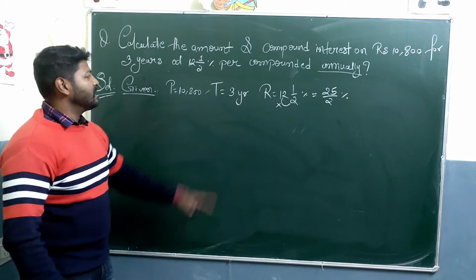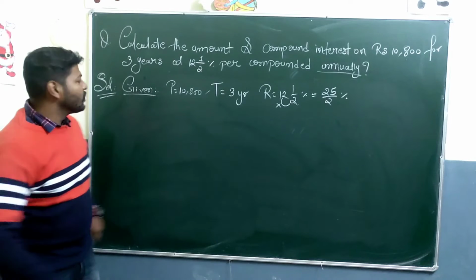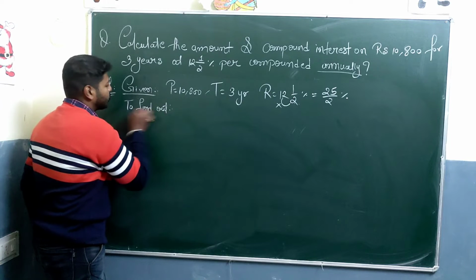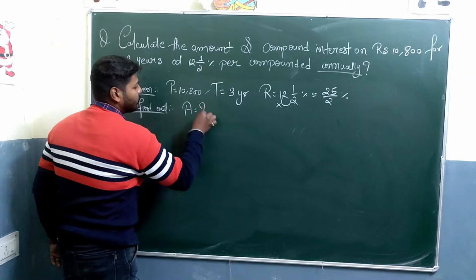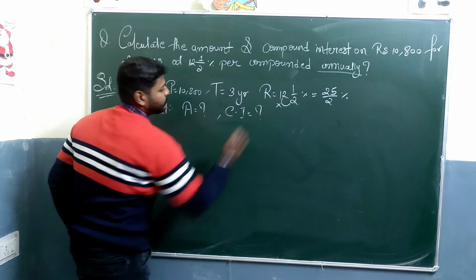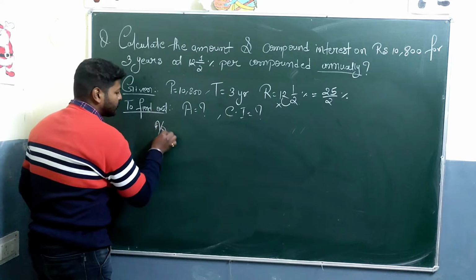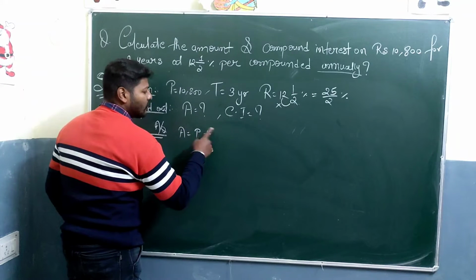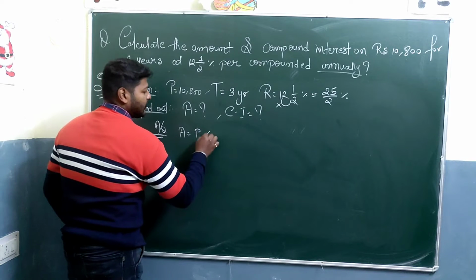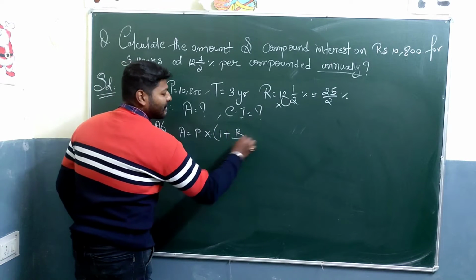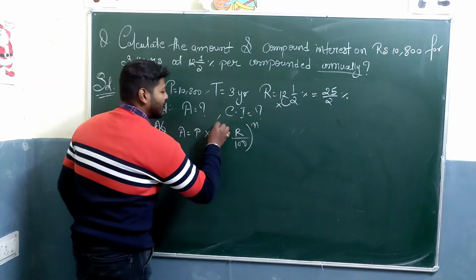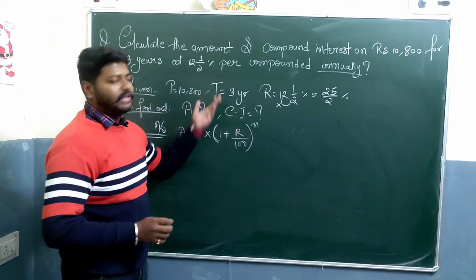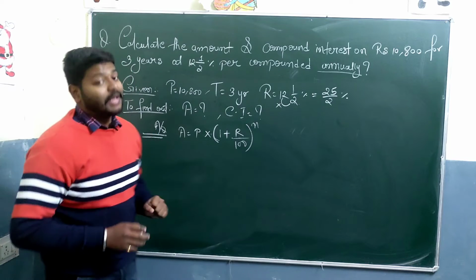So we know that the rate of interest, time and principal are given. We have to find out the amount and the compound interest. For this we apply the formula. We know that A is equal to P into (1 plus R upon 100) power n. Here n means time. We denote it by n or t, but according to the formula we denote it by small n.